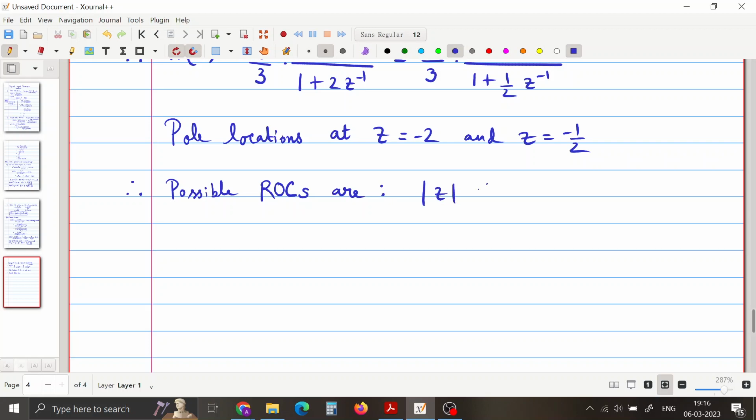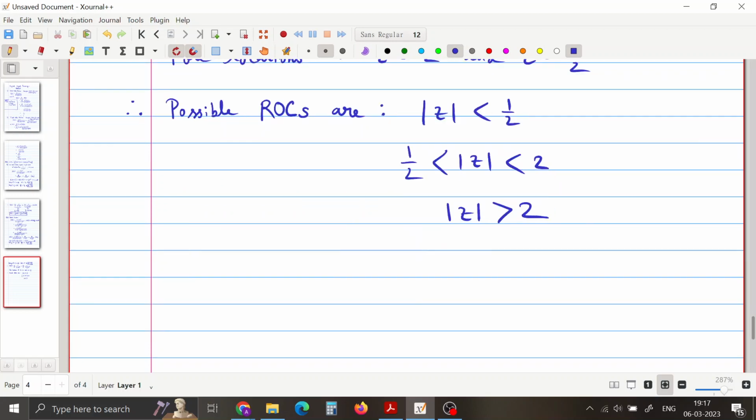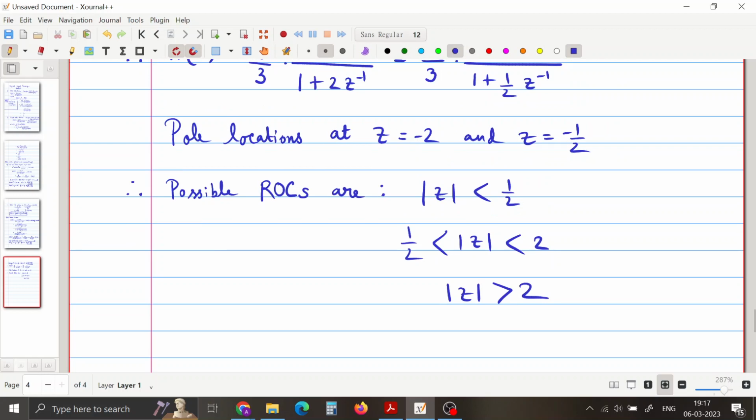So the 3 possible ROCs are: first we have mod z less than half, then we have the annular region, and finally we have mod z greater than 2. Fine. Now which one is the ROC that we should go with? Is it the first one, the second one, or the third one? There are 3 possibilities, but only one should be true. This is where the additional information given in the question will help us.